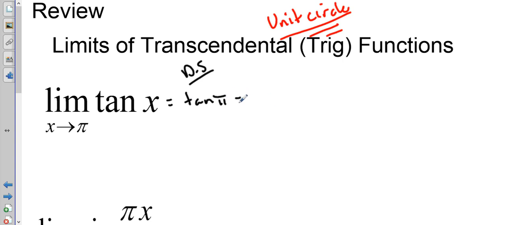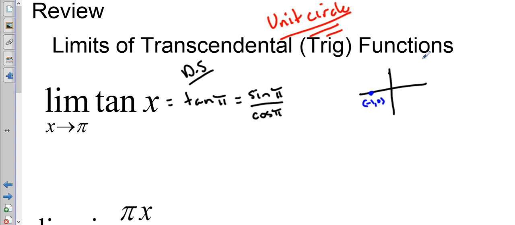And if you don't know what tangent of pi is, it's sine of pi over cosine of pi, because that's what tangent is. Now, just to help you out, this is how I think about it. We have our unit circle, and we're talking about pi. Pi is located right here on the unit circle. What is that point? That point is (-1, 0).